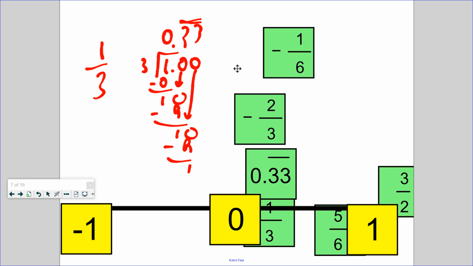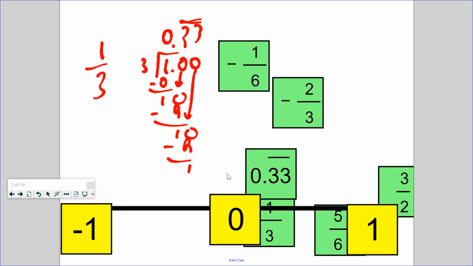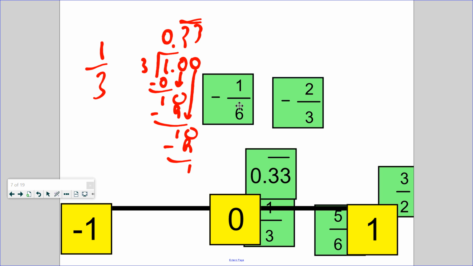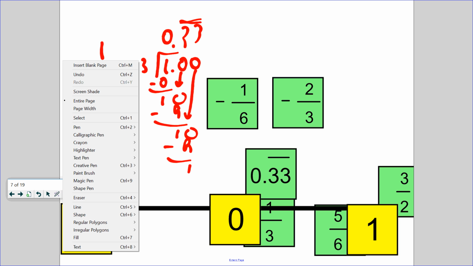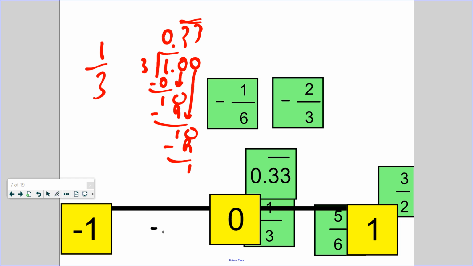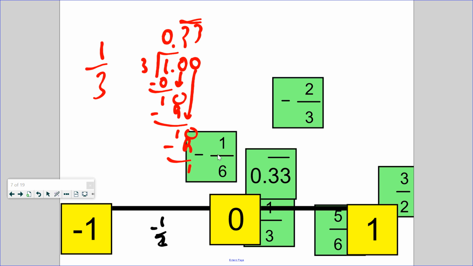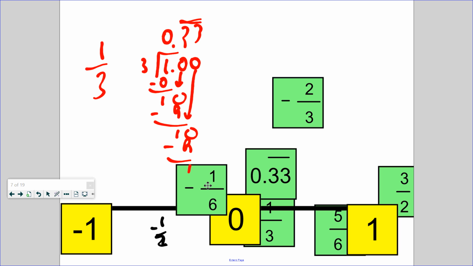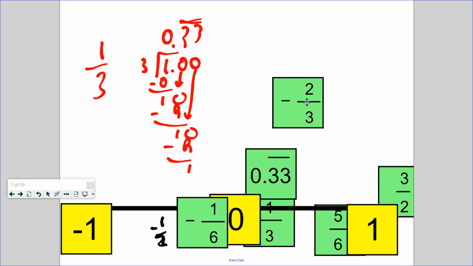Now we have 2 negative numbers. So 0. Let's see, is negative 1/2, let's think about it. If negative 1/2 goes right here, is this more than negative 1/2 or less? Is it closer to 0 or closer to negative 1? This is barely a negative, so it might be closer right here. And this is more than a half, so it's closer to 1 whole.